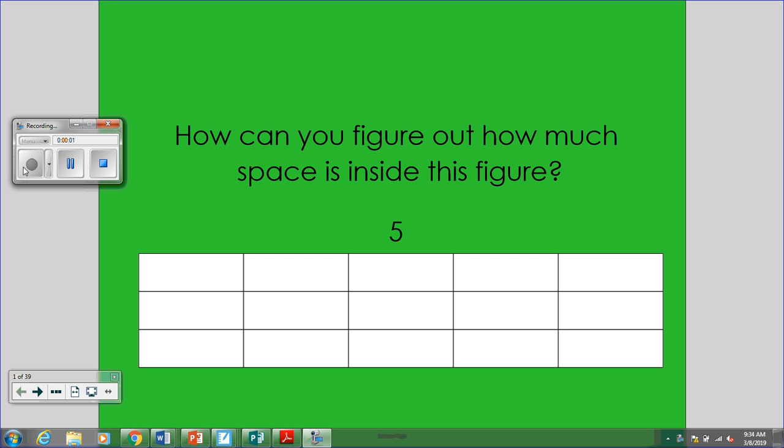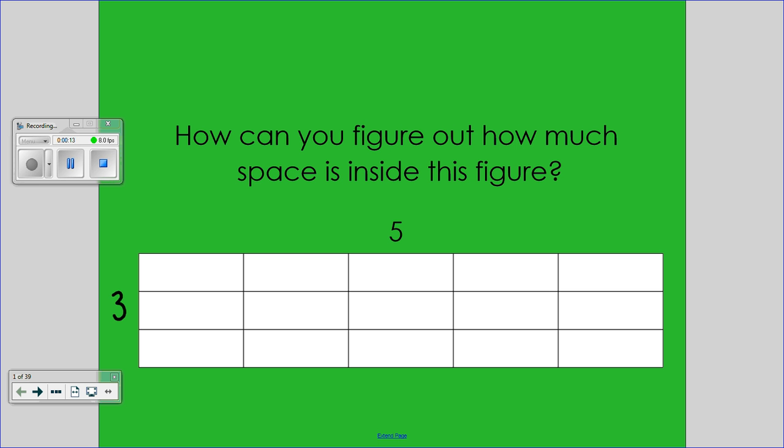Underneath our map, I want you to draw this shape. Yes, it is a 3 by 5 shape. It's a 3 by 5, so I have 3 rows and I have 5 columns. I want you to do a quick sketch of this shape.